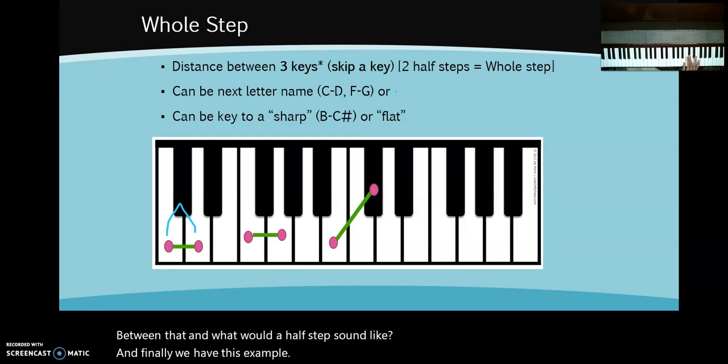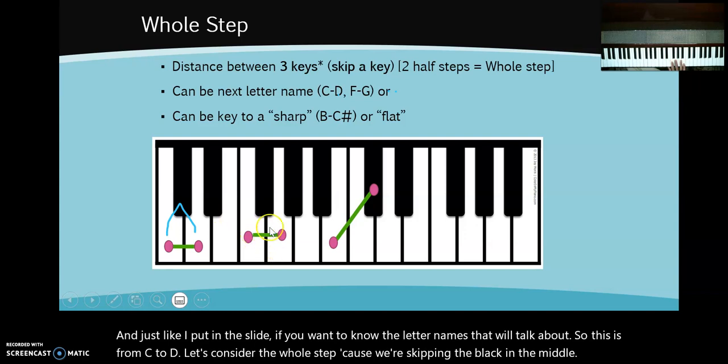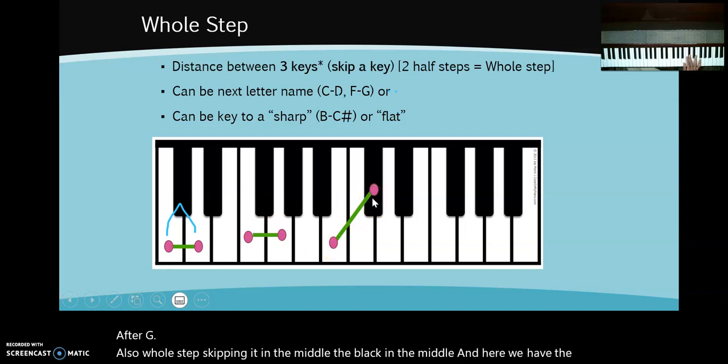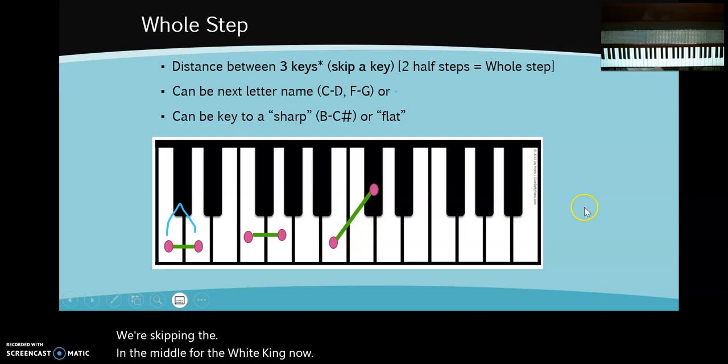And so notice here, I skipped this white key in the middle. We skip the white key to get to here, so here to black key. And just like I put in the slide, if you want to know the letter names that we'll talk about, this is from C to D. That's considered a whole step because we're skipping the black key in the middle. F to G, that's also a whole step, skipping the black key in the middle. And here we have B to C sharp, and we're skipping the C in the middle, or the white key in the middle.